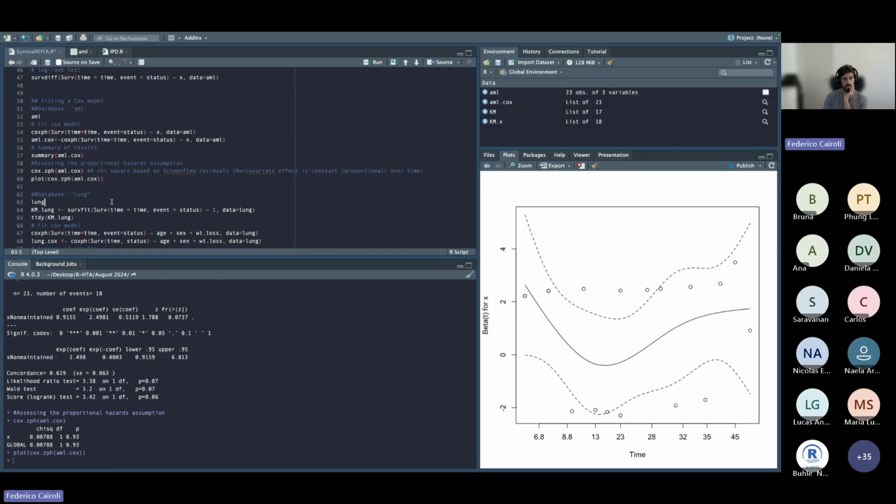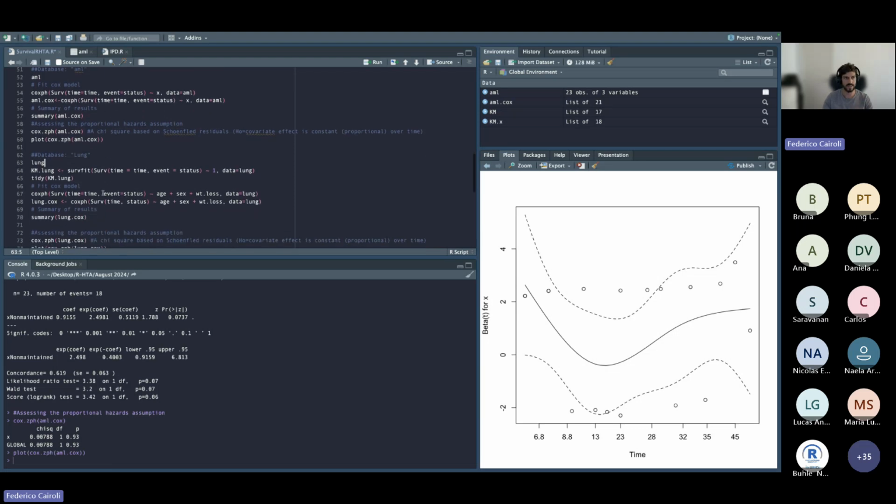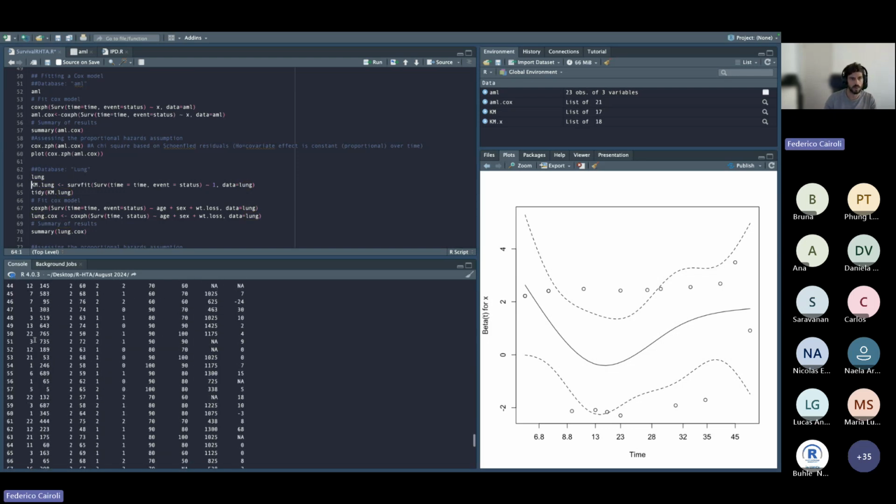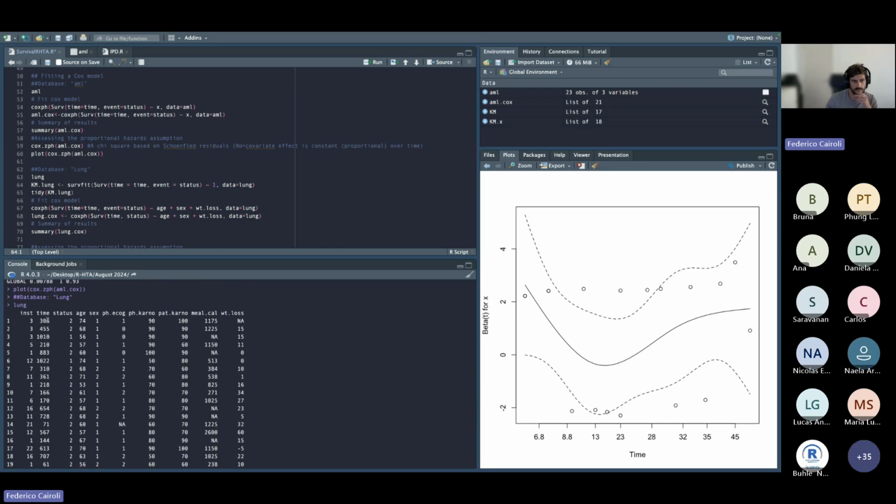If we have time, I will just show you an example of what happens when we have multiple variables, a multi-covariate Cox model. So we are just using as an example this lung database. Let me run it. So you will see that we have, again, information about time, status. In this case, time is in days. Status in this case is one. Let's check because I do not completely remember.